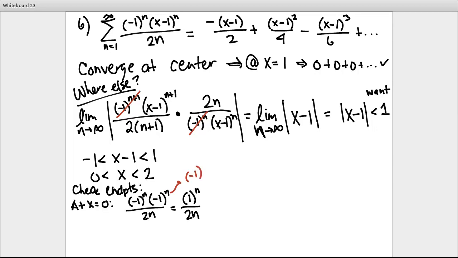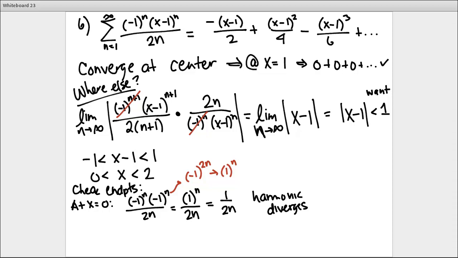Now, I guess I should have showed that. It's really a (-1) to the n plus n, which is 2n, but then (-1) squared is a +1 to the n. So that's how I got that, just in case. All right, so what are we left with? Well, 1 to the n is always 1. So you have 1 over 2n, and that's 1/2 times the harmonic series, and it diverges.